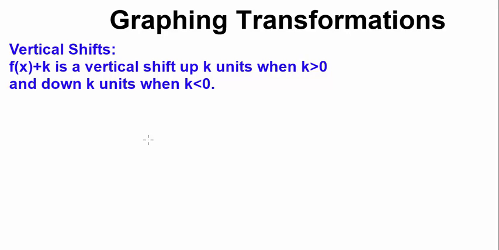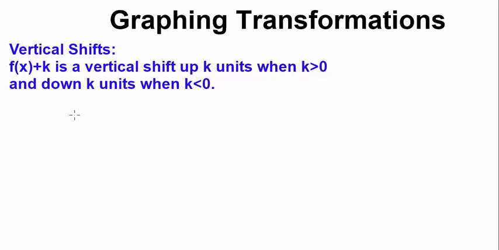In today's video, we're going to graph using transformations, and we're just going to talk about two different types of transformations, a vertical shift and a horizontal shift. So first, we're going to start with the vertical shift, and we have the function f of x, and when we add k to the output for f of x, it is a vertical shift up k units when k is greater than 0, and down k units when k is less than 0.